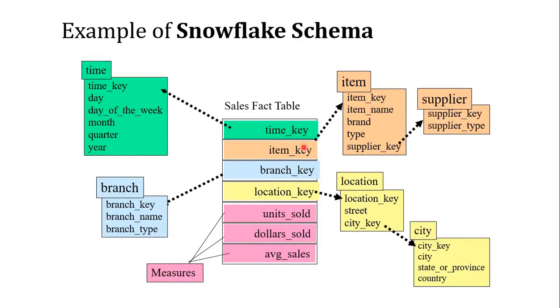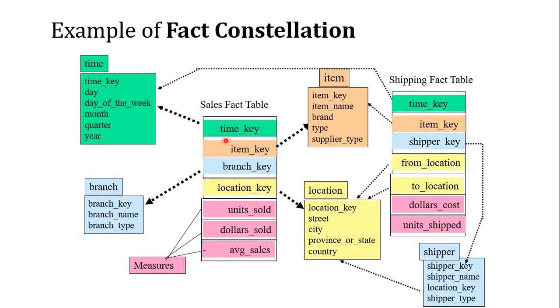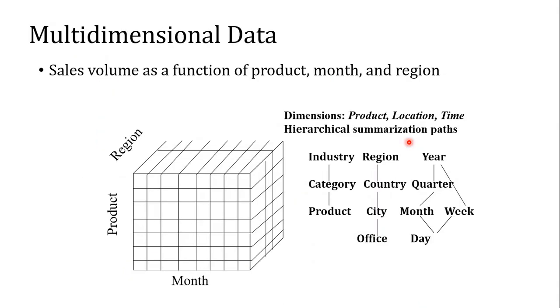The snowflake schema is the extended version of a star schema. Here the tables are segregated or extended into other sub tables, so it is called the snowflake schema. And in the fact constellation, there is more than one fact table in the same schema. So that is how tables are connected with different fact tables for their data, and this is how the data warehouse design happens. So the multidimensional data is like that.